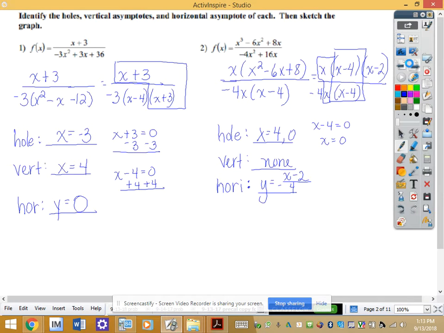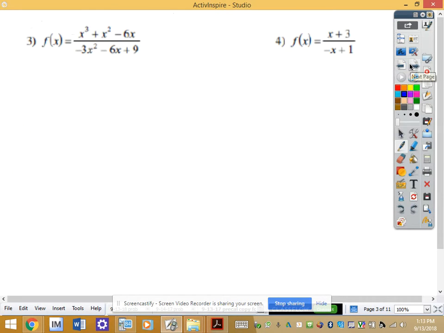When I look at the third problem, again it has an x on the top, which needs to be taken out. On the bottom, we have a negative 3 that needs to come out.